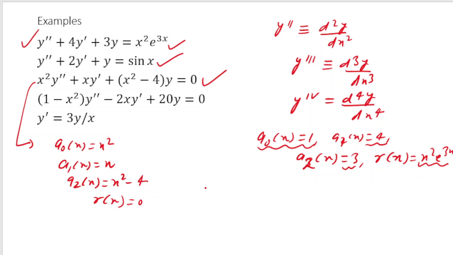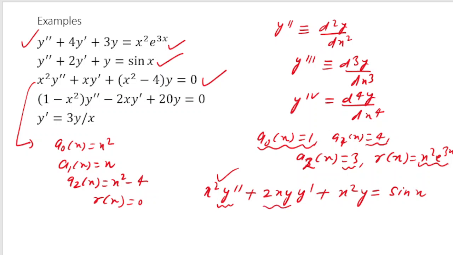So suppose I write one example: x square y double dash plus 2xy y dash plus x square y is equal to sine x. This is an example of a non-linear differential equation, because you see that here the y double dash term is coming, with that x square is coming, no problem. So there is no problem with this term. But if you look at this term, there is a problem here. What is the problem here?